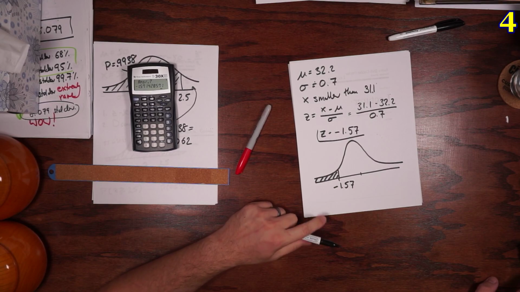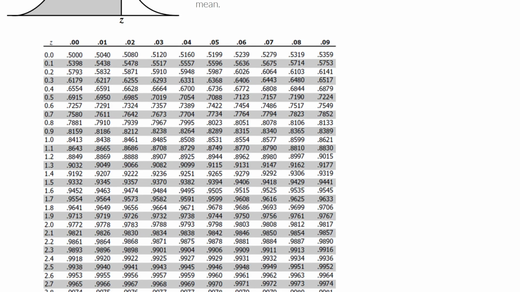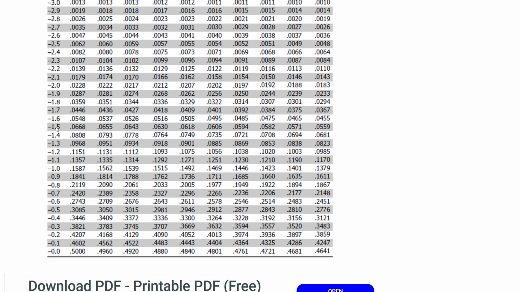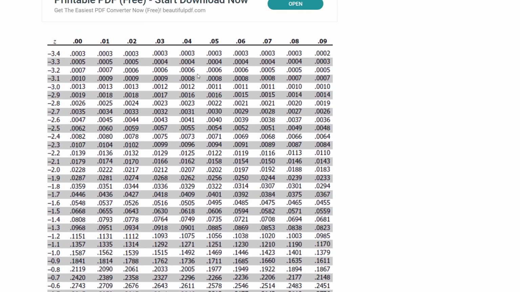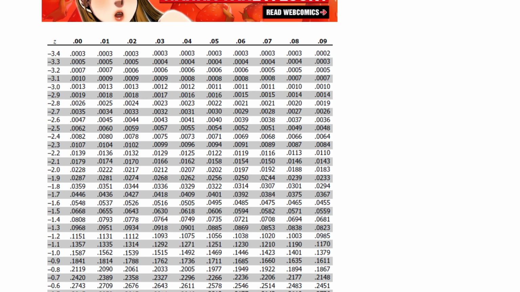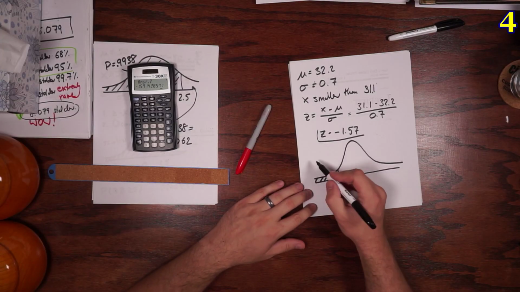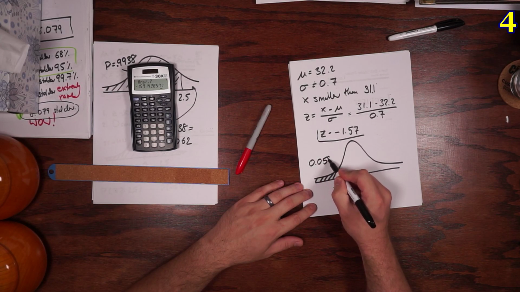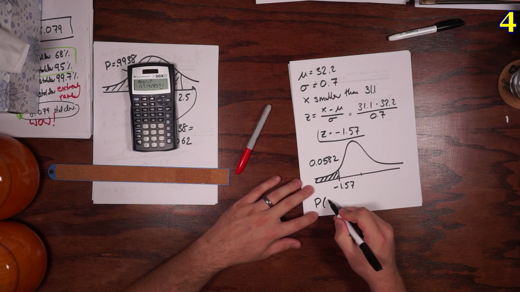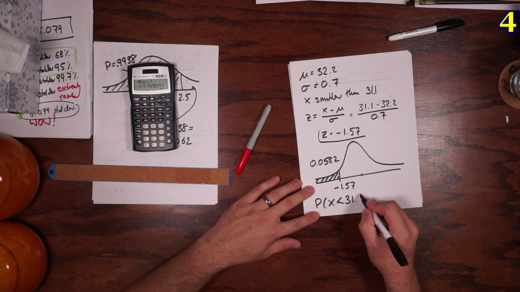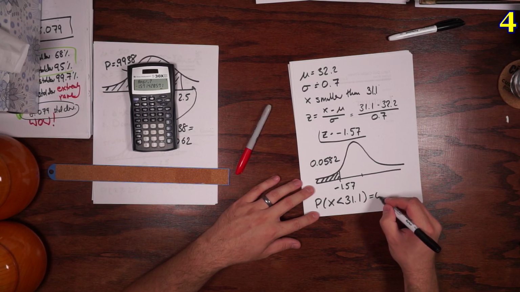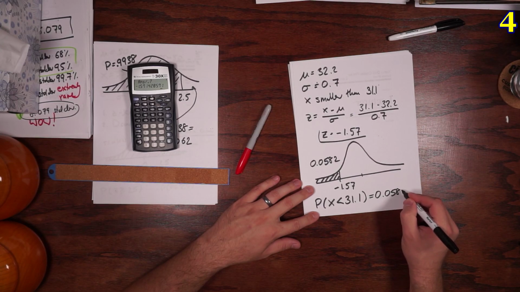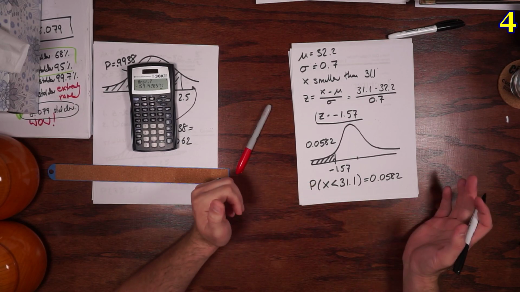Okay, well, let's look at the table. Negative 1.5 is here, and 1.57 is right here. So it's this number right here, 0.0582. So the probability for finding an x smaller than 31.1 equals 0.0582. Done.